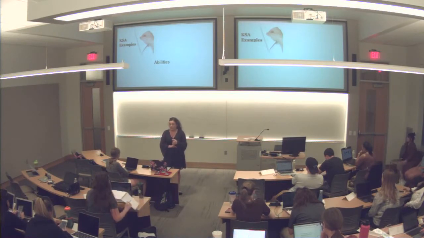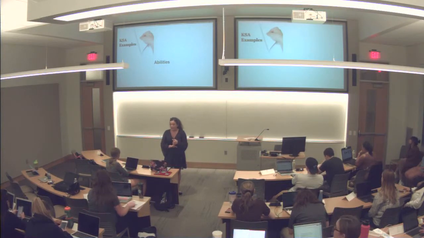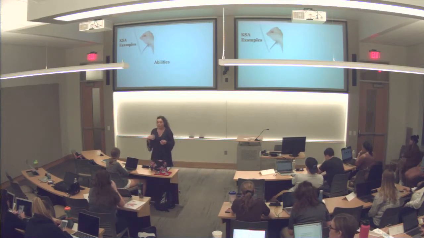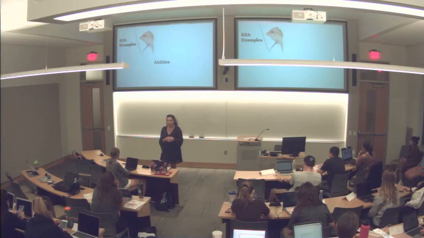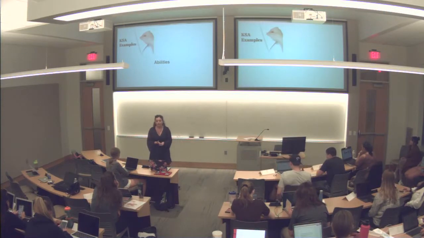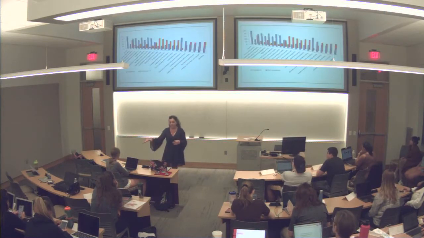Abilities are personal or social attributes that are innate, and they are acquired through informal instruction. So an example of an ability would be mentoring others, problem-solving skills, working under pressure. These are all great examples of abilities in KSAs.